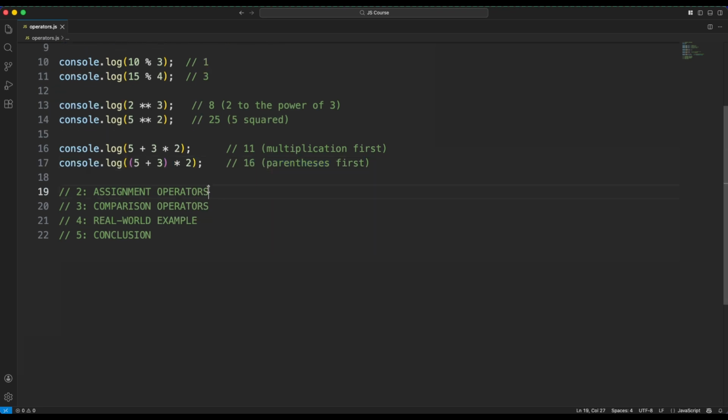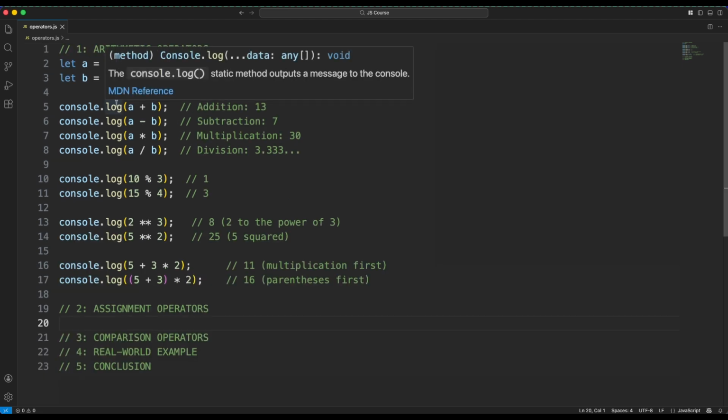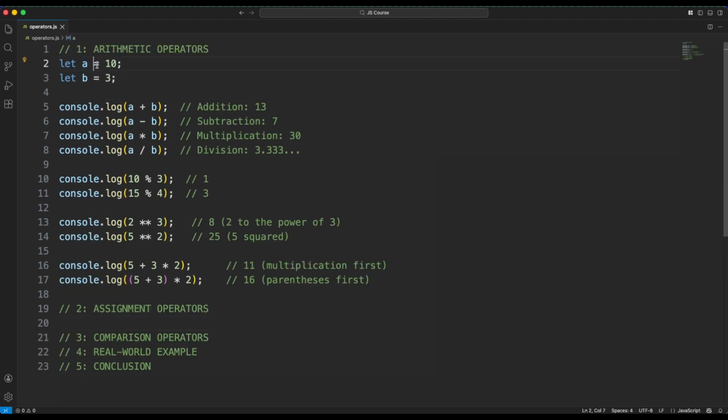Okay, we are moving to our next operator, the assignment operator. You have already seen the basic one, the equal sign. It assigns a value to a variable, right? This equal sign is the assignment operator. But JavaScript has shortened assignment operators that make your code cleaner and faster to write. These combine an arithmetic operator with the assignment. Let me show you.